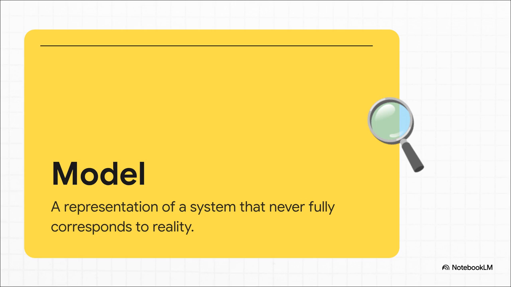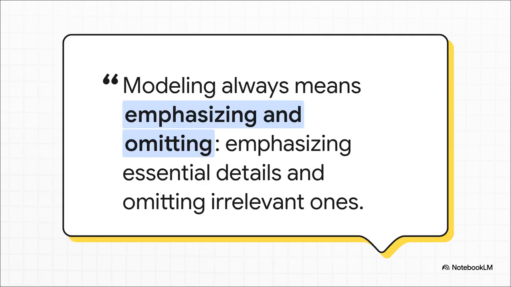And here is the absolute key point. A model is, by its very definition, an imperfect picture of reality. Now, that might sound like a flaw, but it's not. It's a feature. The real power of a model comes from what it intentionally leaves out. This quote from our source material just hits the nail on the head. You are making a choice. You're emphasizing the details that are absolutely essential for the problem you're trying to solve, and you are purposefully omitting everything else. It's all about creating clarity out of noise.